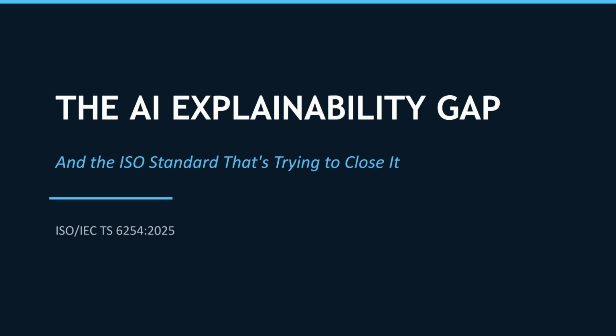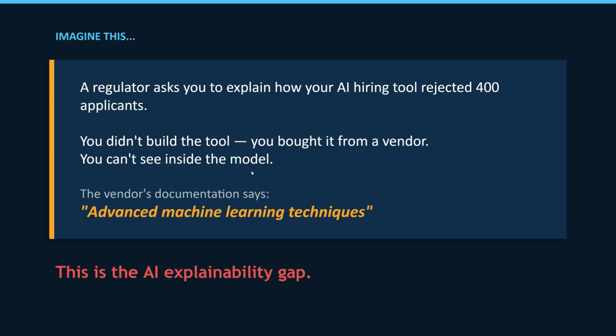Today we're going to go deep on a topic that's going to catch a lot of organizations off guard. I'm calling it the AI Explainability Gap. So in some of my recent videos, I introduced ISO 6254 and some reasons as to why it matters. Today I'm going to show you exactly how this standard addresses the gap, what it gets right, and where it honestly falls short.